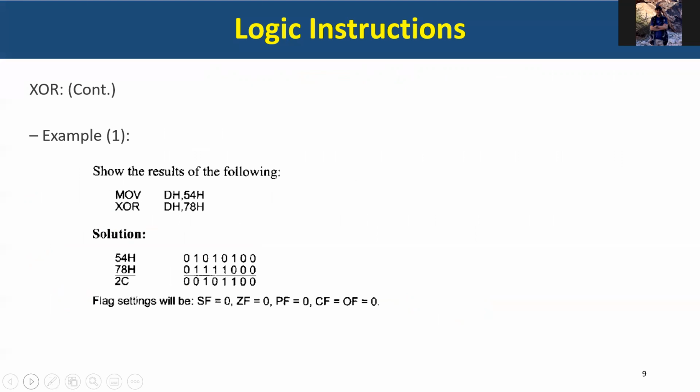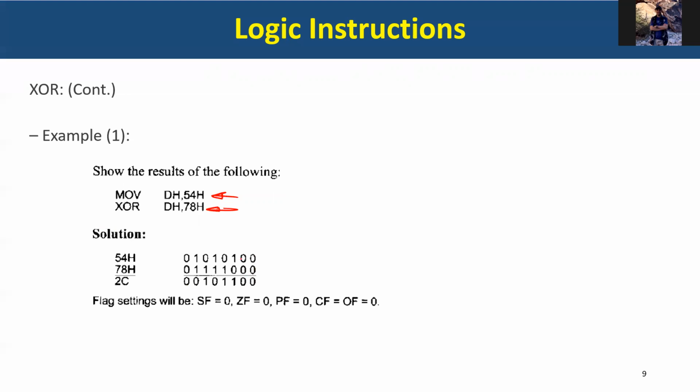Let's check now the output registers. If you have 2 variables like this, 54 hexadecimal XOR'd with 78 hexadecimal. Let's do the XORing bit by bit, bitwise, and see the result on the flag.